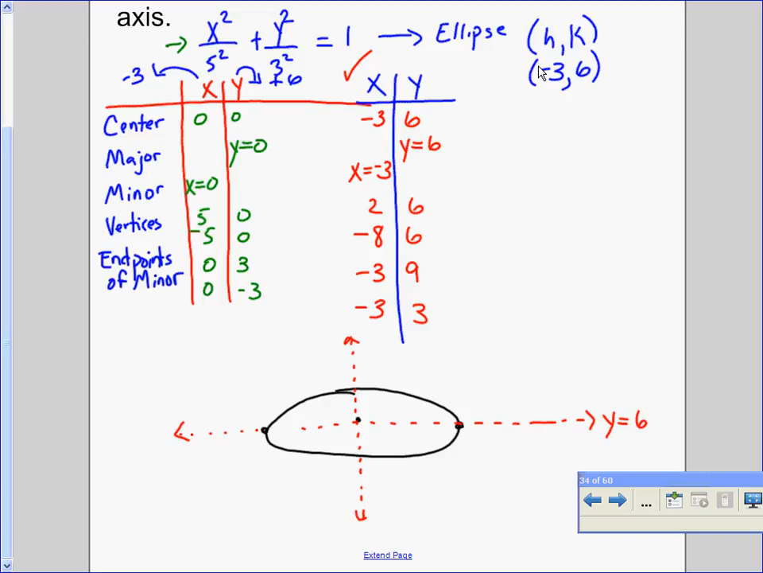And this is not on a coordinate plane. Of course, if you had a coordinate plane, then you would be plotting points. So our minor axis is going to be x equals -3. And our center, that point is going to be -3, 6. And then our vertices are going to be at 2, 6 and -8, 6.